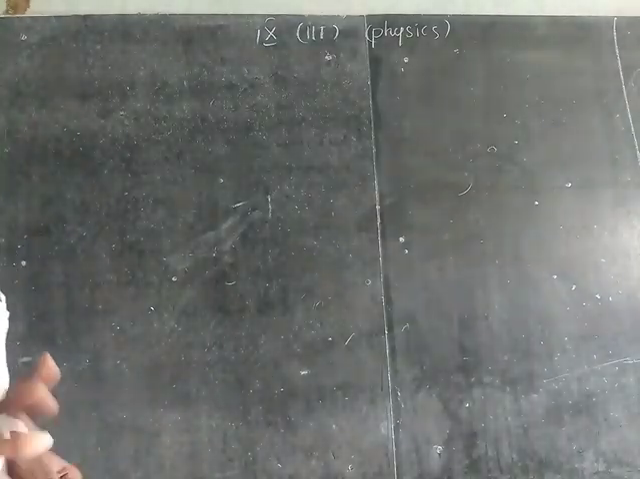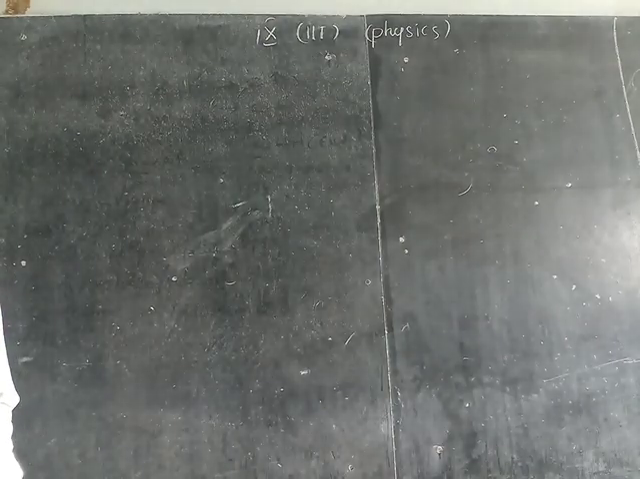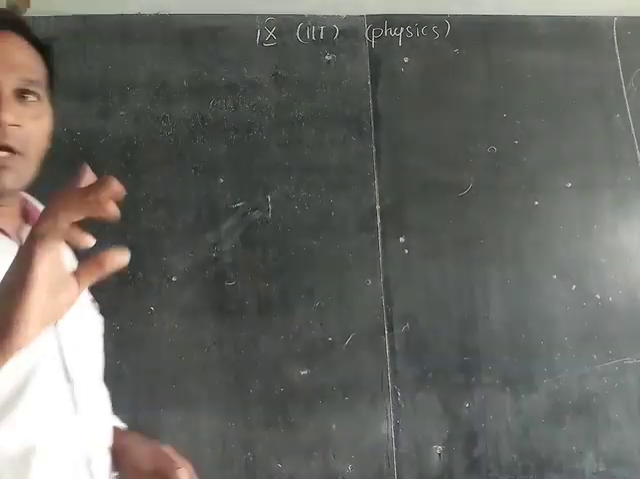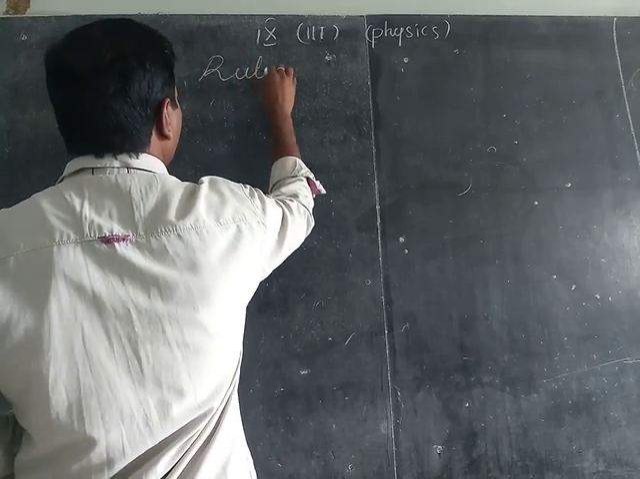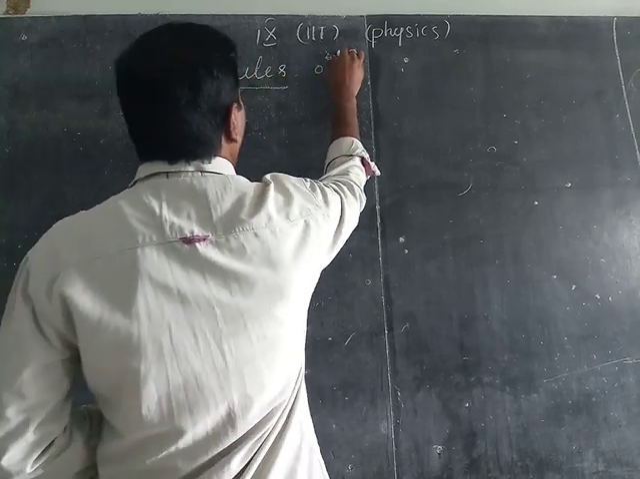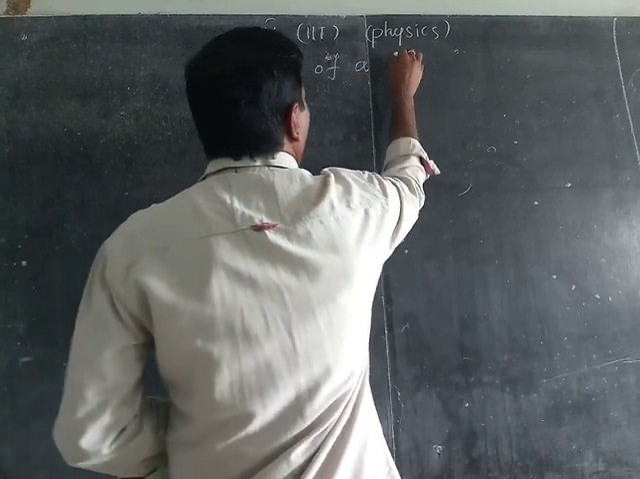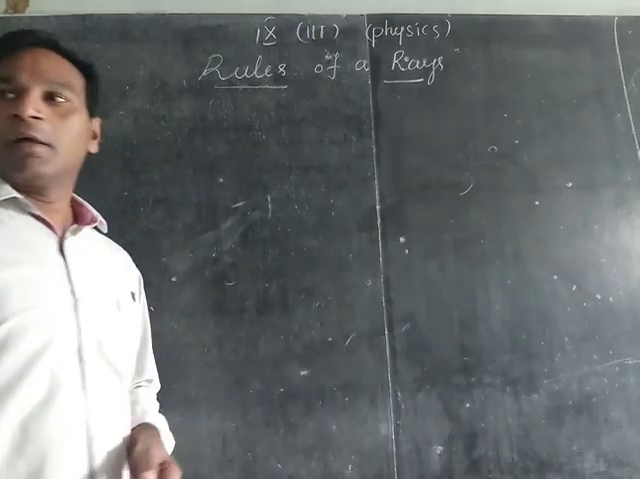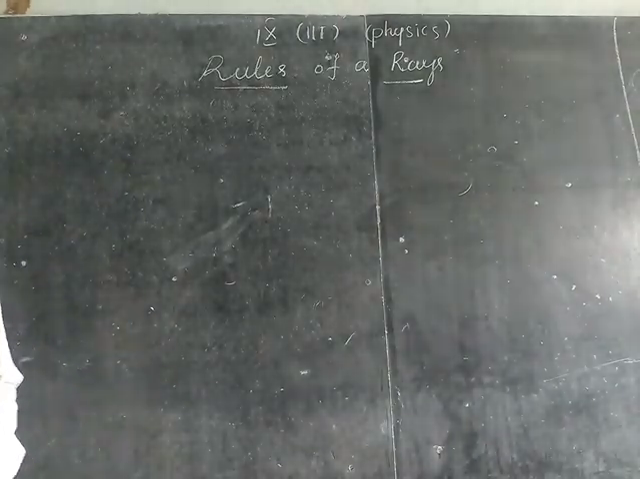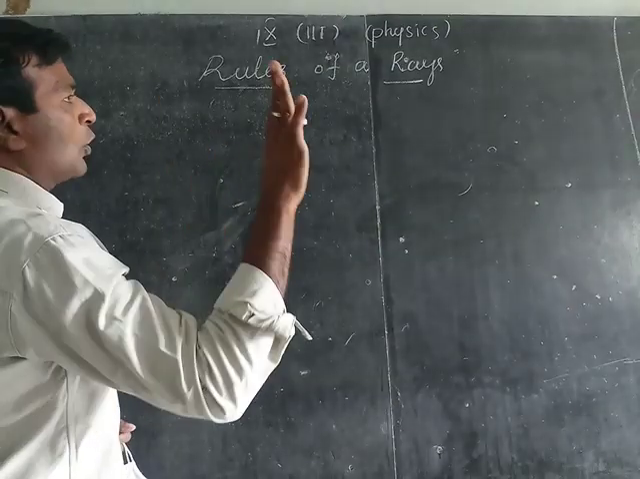Today we are going to discuss the rules of ray. Rules of ray. Today's heading: rules of a ray. Ray is nothing but a light ray. So there are 4 rules.